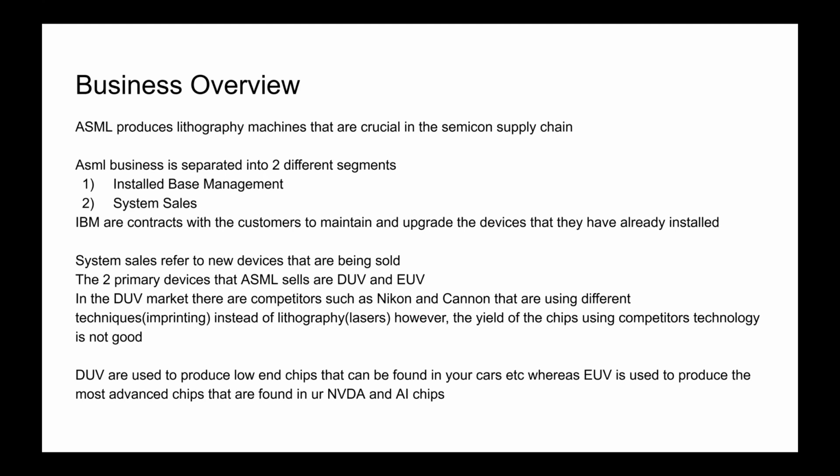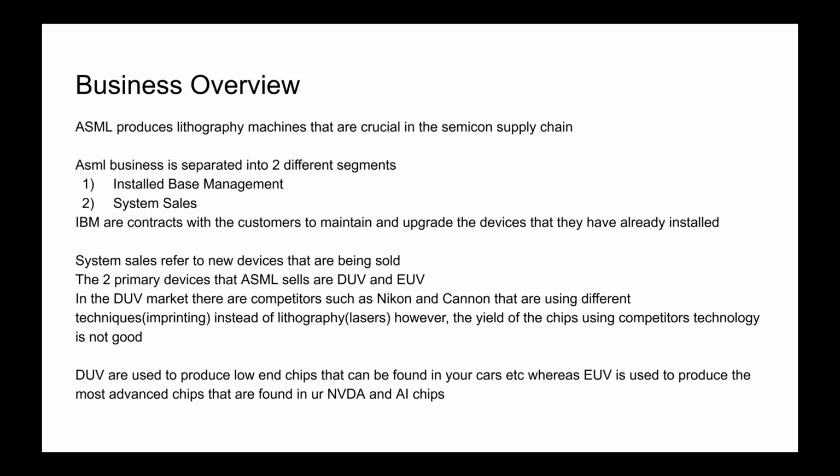Now, what you have to understand is that DUV actually does have some competitors. You have Nikon and Canon. However, in the DUV market, Nikon and Canon are producing their chips using a slightly different method. Instead of lasers, they are using a technique that's called imprinting. You can think of it as stamps. What Nikon and Canon machines do is they simply stamp the transistors onto a semiconductor wafer. However, for ASML DUV, they simply use lasers.